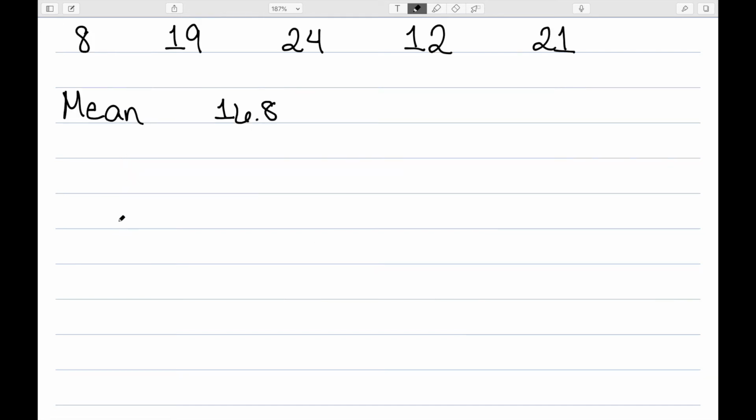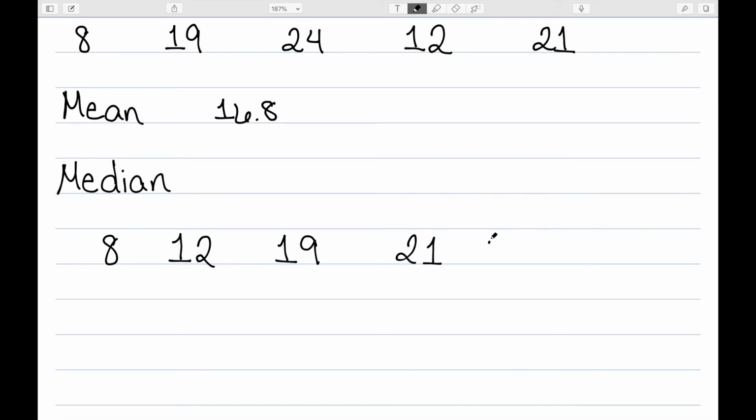Here I have my data set. We found the mean to be 16.8, and I want to find the median now. In order to do this, we start by arranging our data. So we have 8, 12, 19, 21, and 24. And if we look at this, we have 5 numbers, 5 data points, so there's exactly one in the middle. 19 has 2 numbers to the left and 2 numbers to the right. So my median is 19.